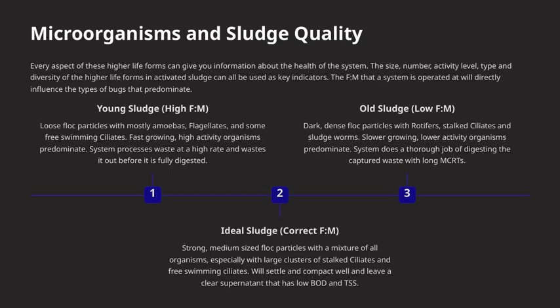TSS levels. Finally, with old sludge and a low F/M ratio, the flock particles become dark and dense. You'll see organisms like rotifers, stalked ciliates, and sludge worms. These are slower-growing, lower-activity organisms, which indicates that the system is thoroughly digesting the waste over longer MCRT periods. Understanding these microbial communities and their characteristics helps us gauge the overall health and efficiency of our treatment system.